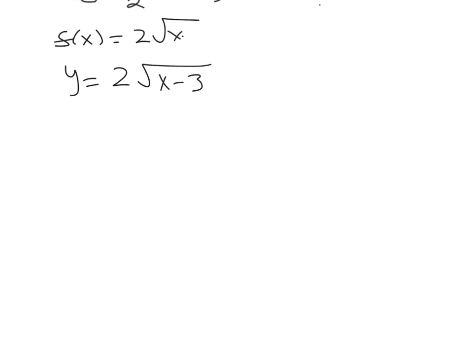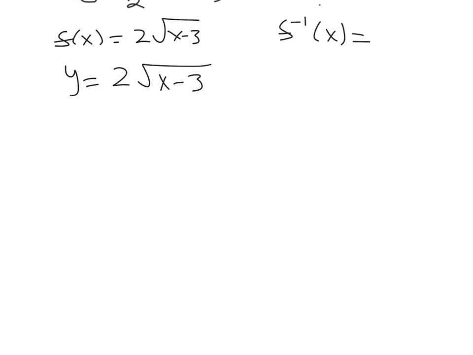And here we go. Let's do this one. So I've got y is equal to 2 square root of x minus 3. Now that right there is going to be the original, so that's my f of x is equal to 2 square root of x minus 3. And then let's find the inverse.